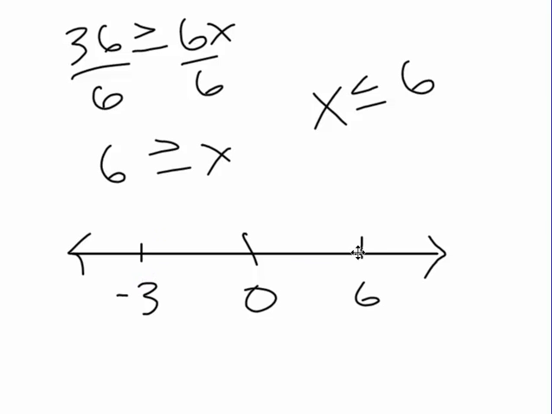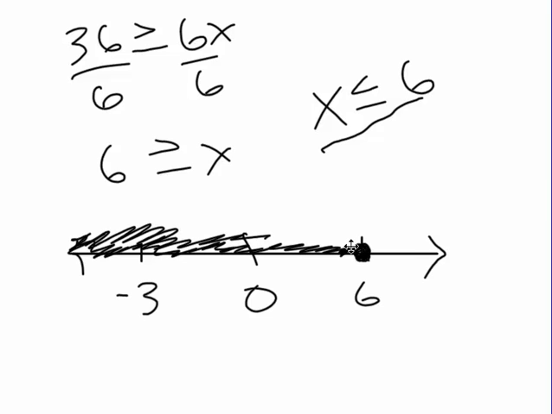Okay, open or closed at 6, Vinny? Closed. Shade to the left or right, Alyssa? I don't want you to guess. Tell me, what is it? Right here, read this out loud. X is less than or equal to 6. So we shade to the left. Good. And we got our shading done there. Very good.